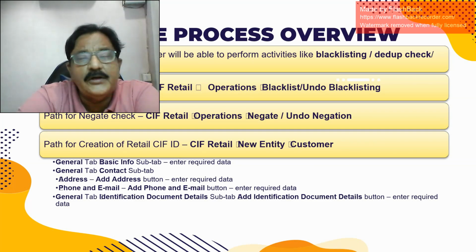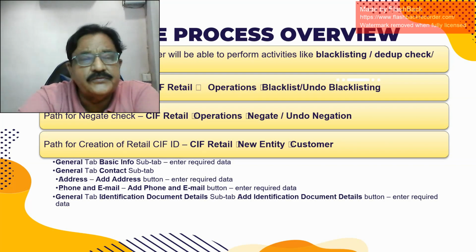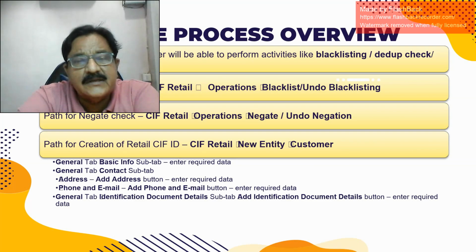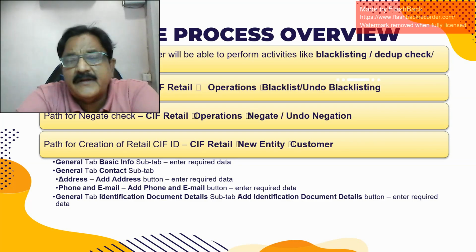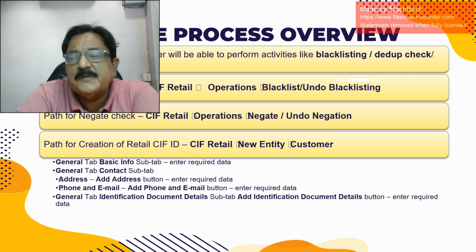Basic info: I have already told you in my other videos what data has to be entered: PAN number, Aadhaar number, ID proof, address proof, email and phone number. Email buttons and tabs are there, and any identification documents you have to upload in the Finacle system. So there is paperless banking nowadays. This is the process. You can watch these videos again and again and make a note of it.